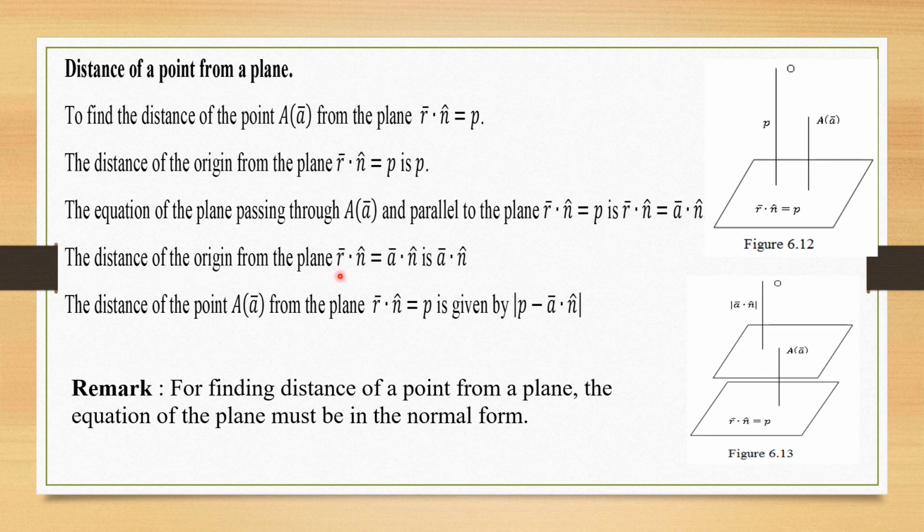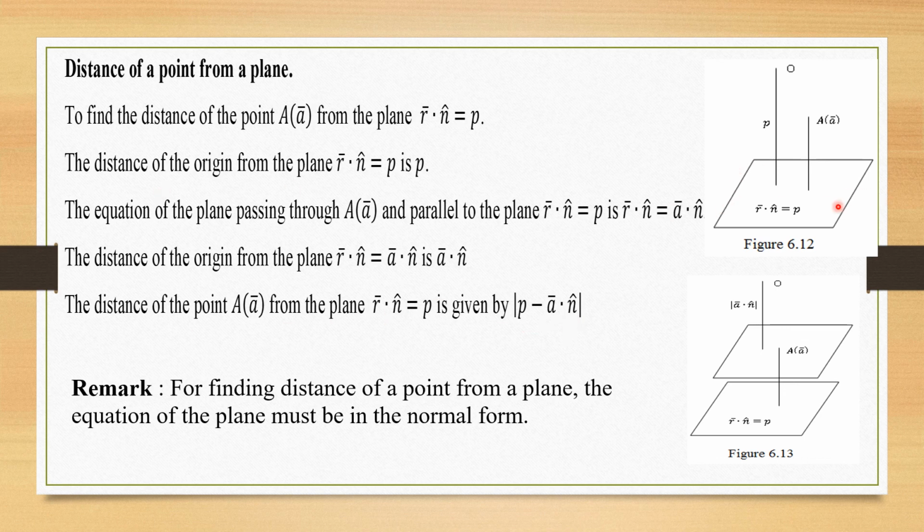The distance of the origin from the plane r dot n cap equal to A bar dot n cap is A bar dot n cap. We know that. Here is the equation of the plane. From origin the distance is A vector dot n cap. Therefore, the distance of the point A vector from the plane r dot n cap equal to p is given by mod of p minus A vector dot n cap.